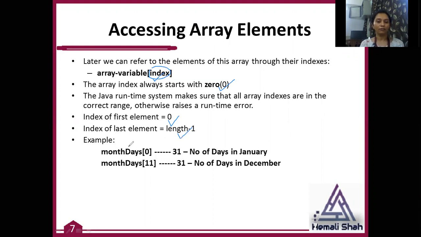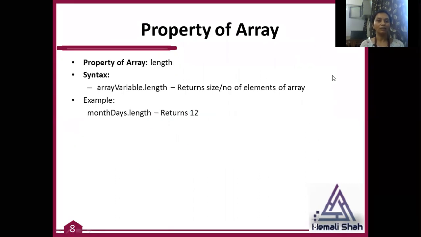That means in our example month days, if you want to access the days in the first month, you have to use the syntax index 0 with month days. If you want to access the last element, then you have to use the syntax variable name, then the last element index is 11, not 12. If you are using 12, then you will get the error index out of bounds in your program. So please keep in mind the last element index is always length minus 1.